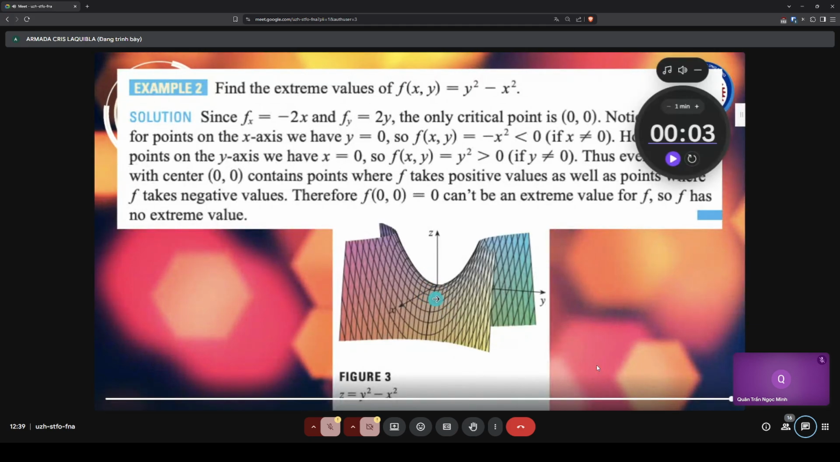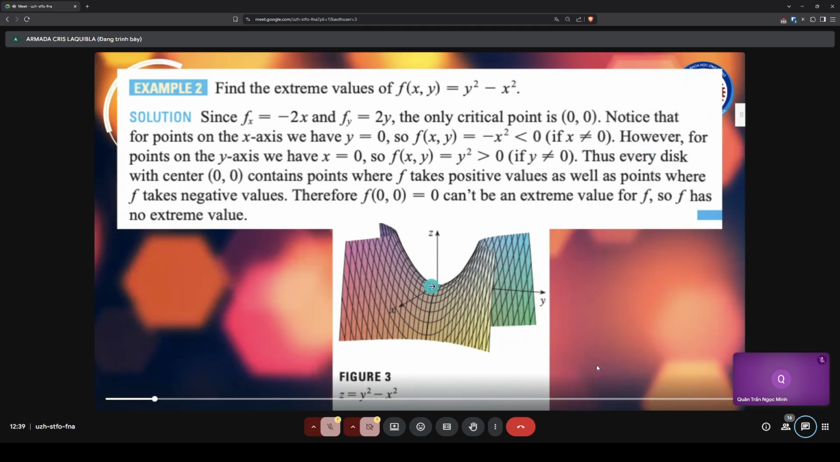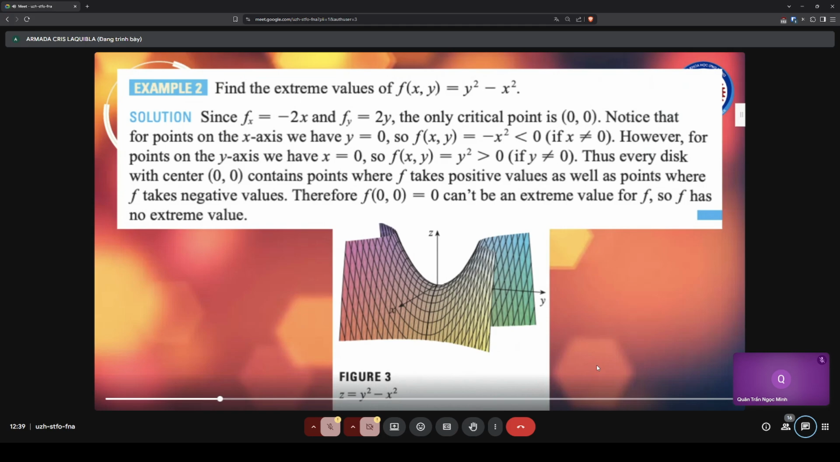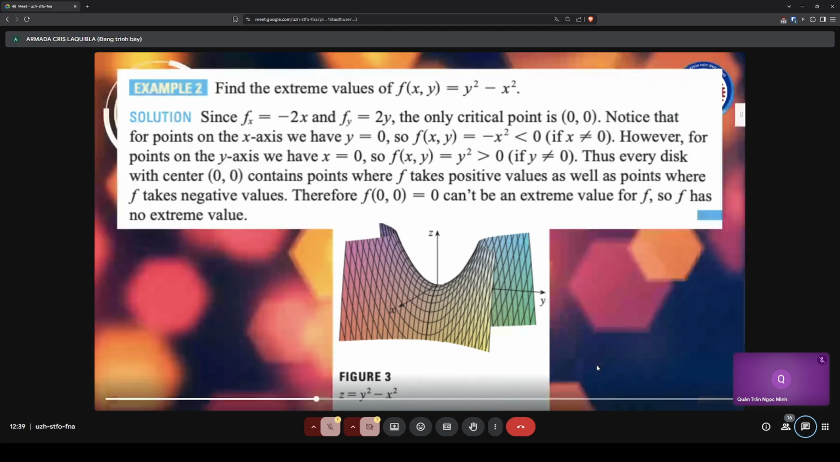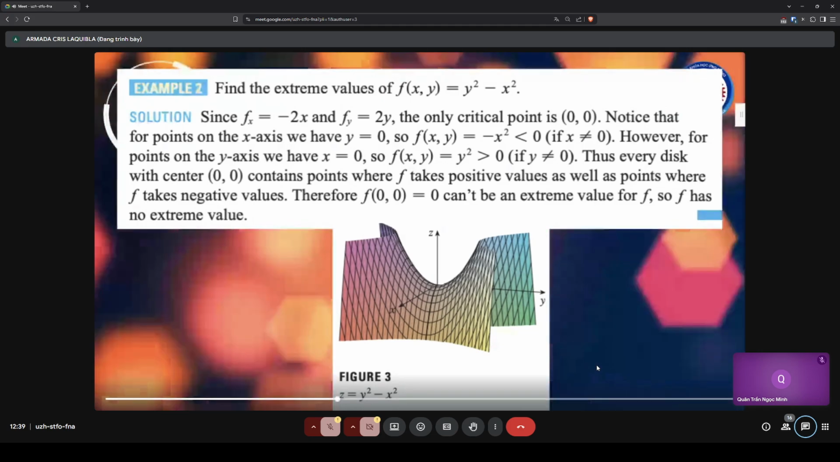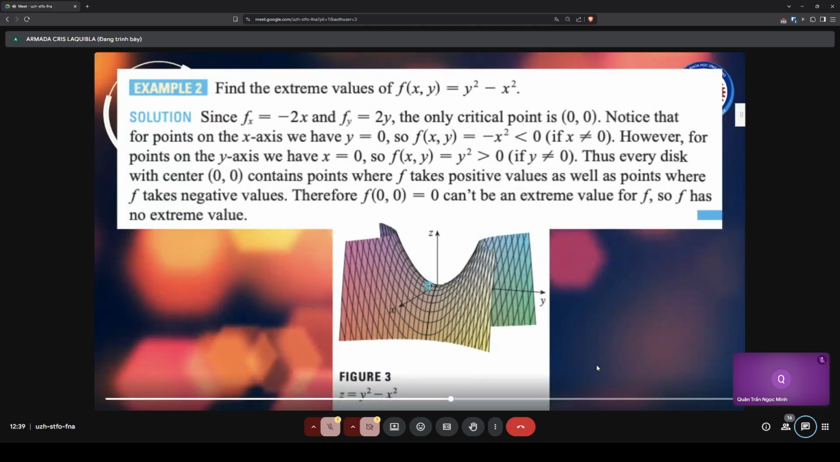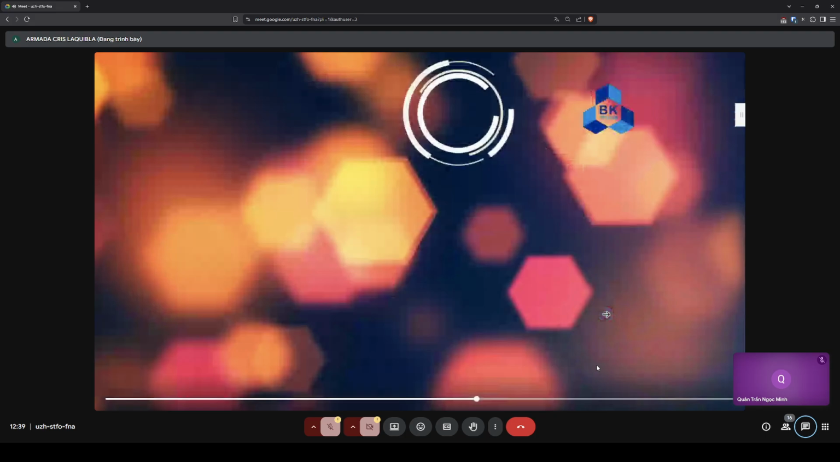Again, this is called a saddle point. If you see something like a wave, and below it there are still some points, the vertex here is a saddle point. A vertex that is located similar to this one, class, is called a saddle point. Next.